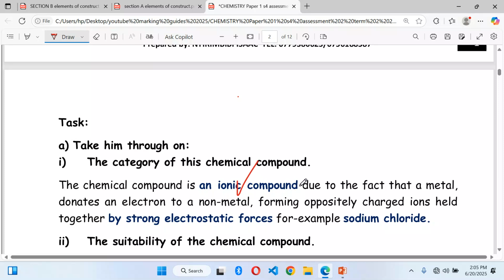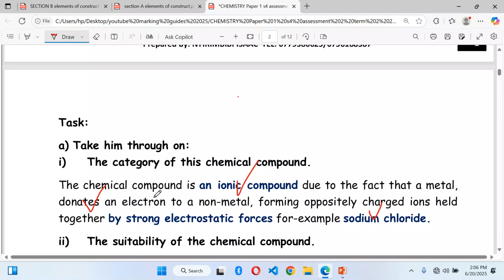It is a chemical compound due to the fact that a metal donates an electron to a non-metal, forming positively charged ions held together by electrostatic forces. For example, the sodium chloride. So in this case, why are we calling it an ionic compound? Because it involves transfer of electrons. It involves donating electrons. And an example we're giving is the sodium chloride. It's the one we are talking about in the scenario. So here we have been able to categorize. We have given the reason and we have given the example.